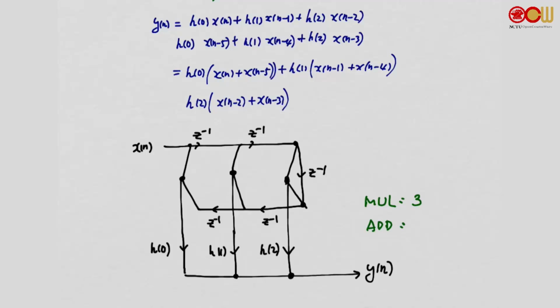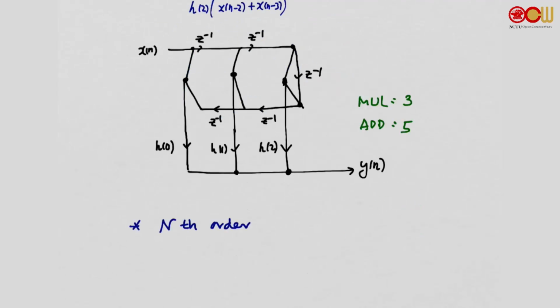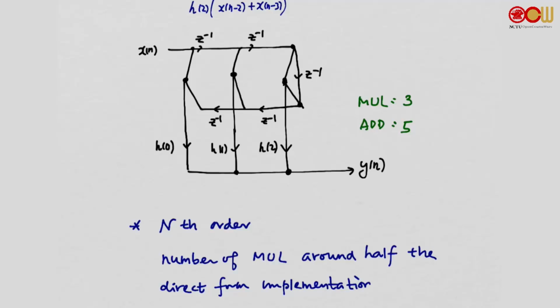And the number of adders? We can count the number of adders: it would be 1, 2, 3, 4, 5. The number of adders remains the same as the original case, the direct form implementation. So in this case, the numbers of delays and adders are the same, but the number of multipliers is actually halved. And it can be verified that for the Nth order case, the number of multipliers is around half that of the direct form implementation. You can verify this for all 4 types of generalized linear phase filters.